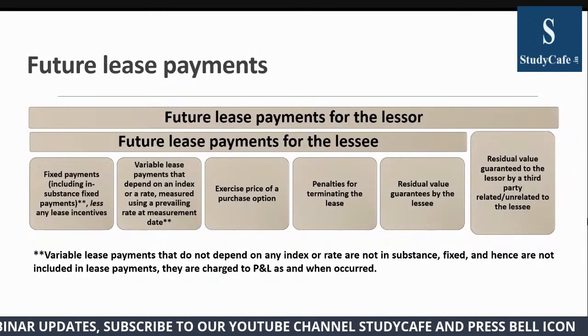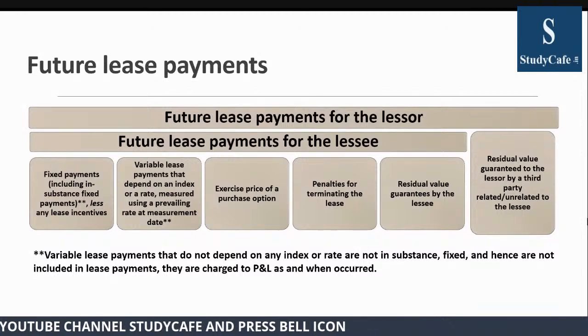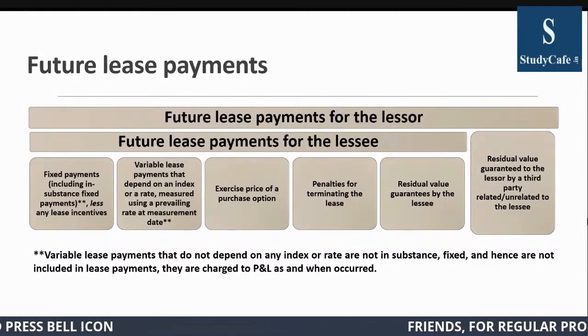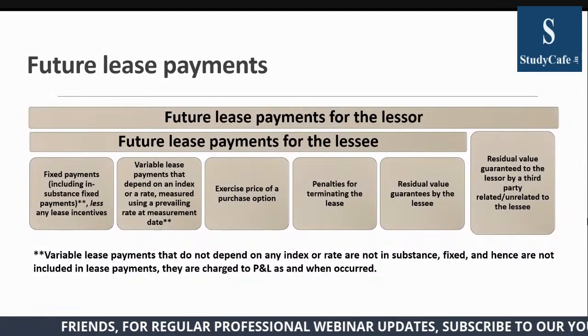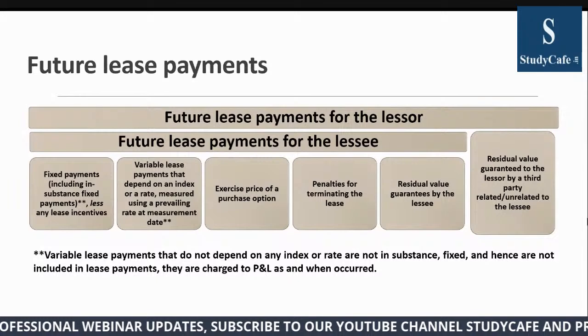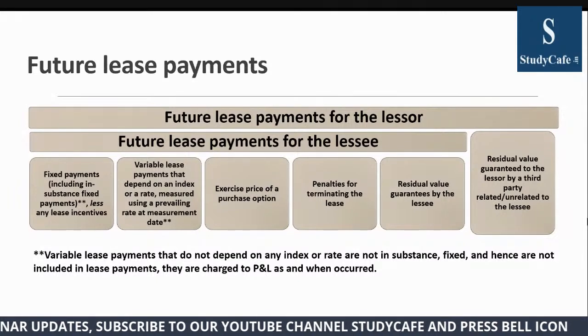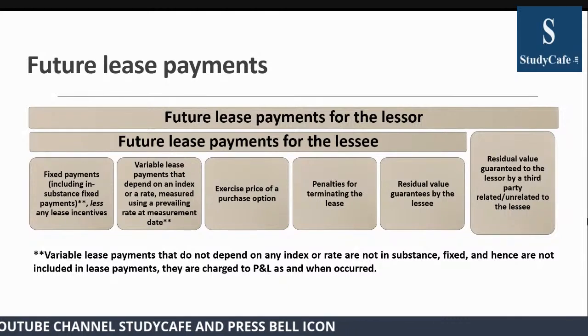Now, what is the difference between future lease payments for the lessor and for the lessee? There is just one additional component in the case of the lessor, which is the residual value guaranteed to the lessor by a third party, which might or might not be related to the lessee. So these five components plus this another component, the residual value guaranteed by any other party, make the future lease payments for the lessor.